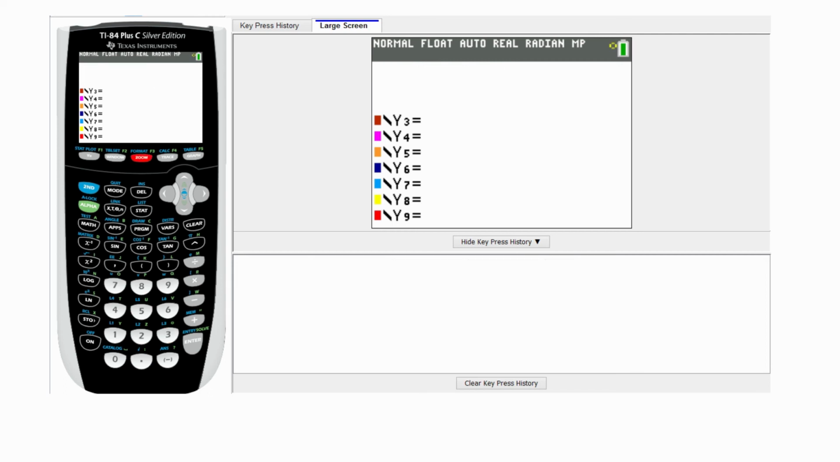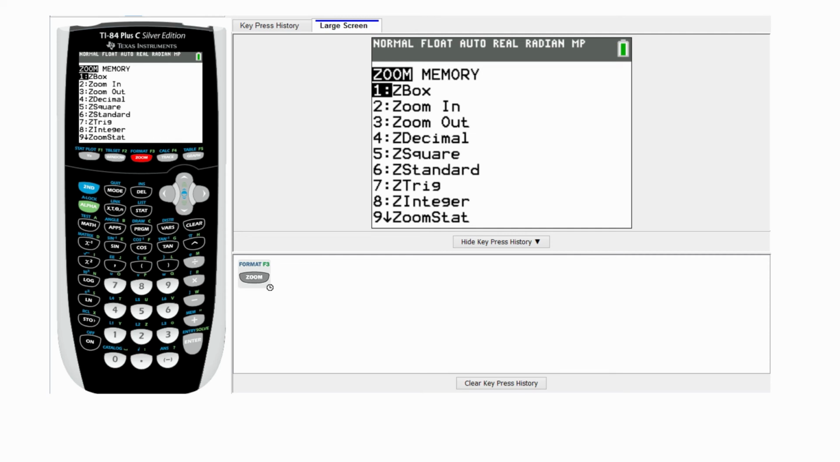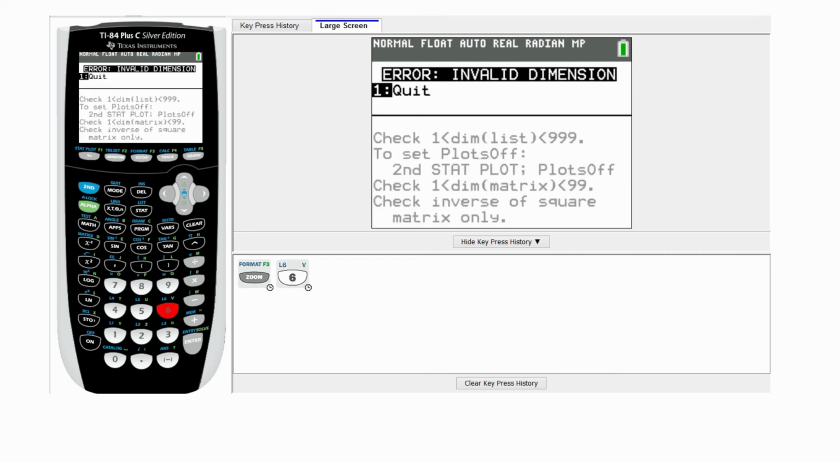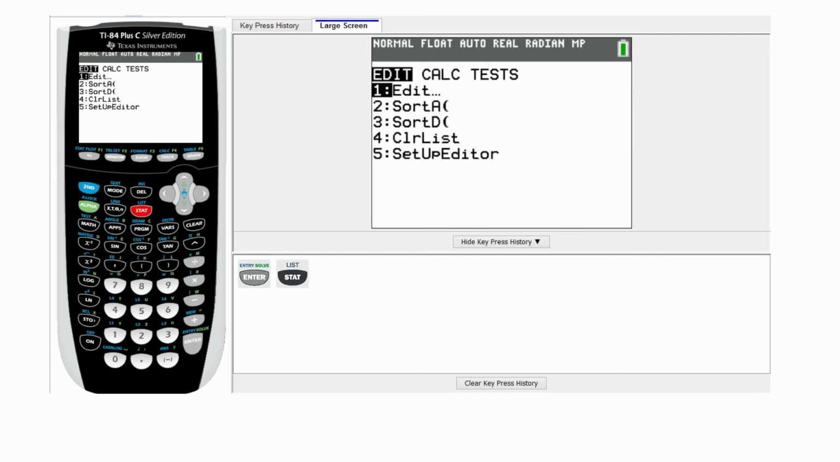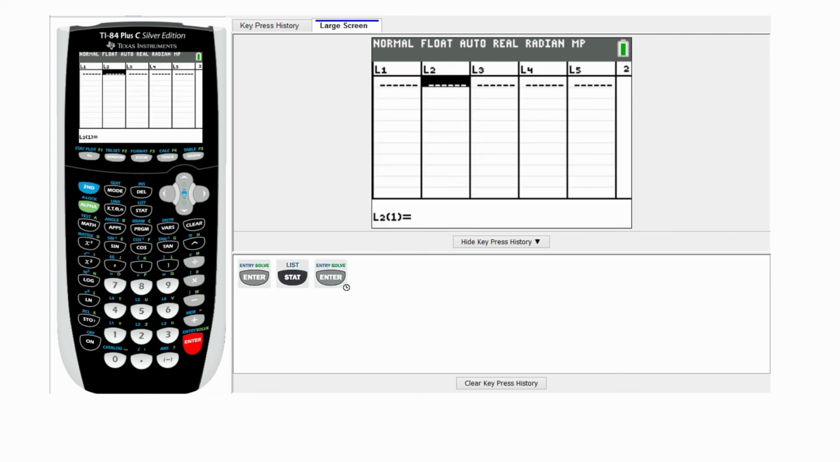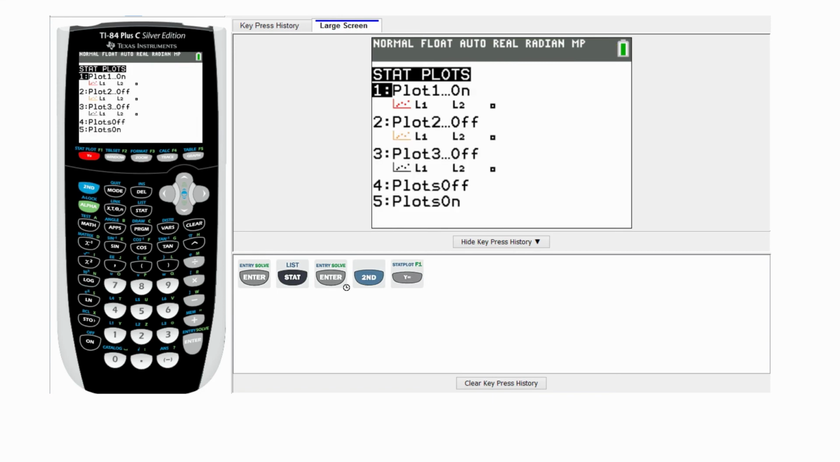I'm going to go to Zoom, and we're going to start with standard, which is 6. Here I have an error, invalid dimensions. So I'm going to press enter, go to stat, press enter for one edit. What this means is I don't have any data in my lists. Go to second, y equals for stat plot. One of my stat plots is on, so it's trying to graph points that don't exist.